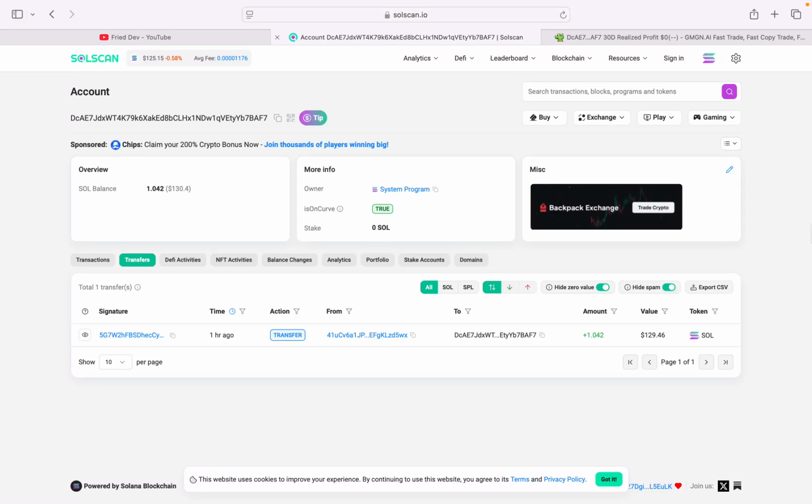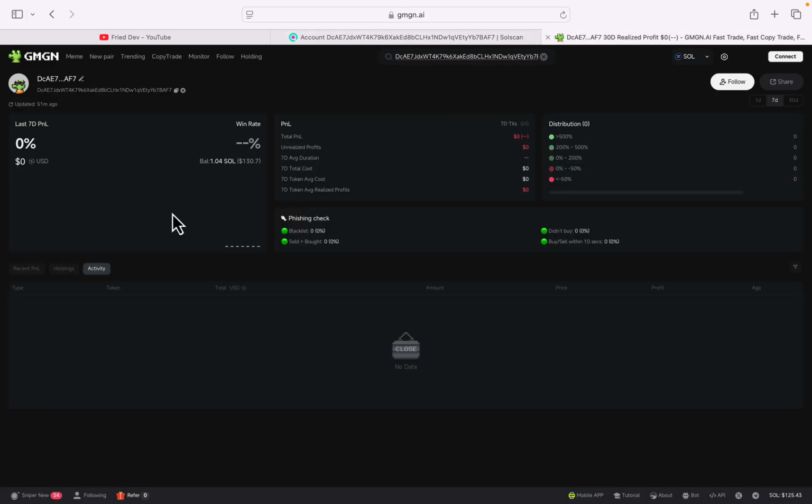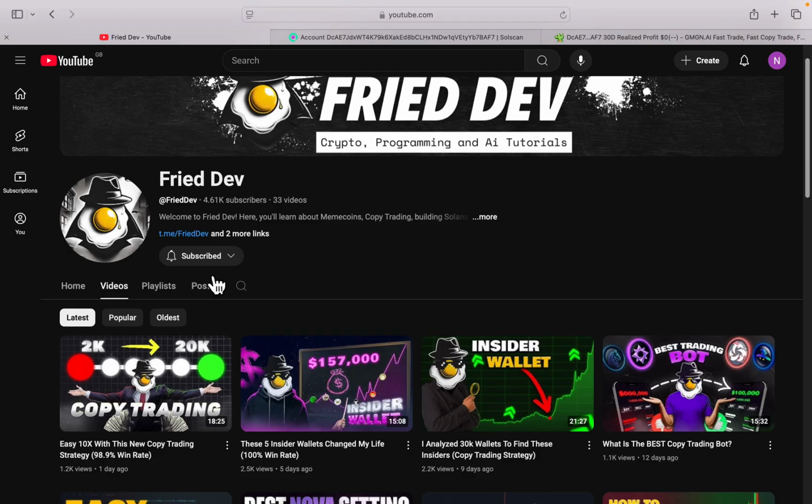As you can see, I deposited one SOL to a fresh wallet from an exchange, and this wallet has zero copy traders because I haven't shared this one on my Telegram channel. On the GMGM website there is no activity from this wallet, and basically I'm going to use the same strategy that I shared in my previous video to have some live copy trades.